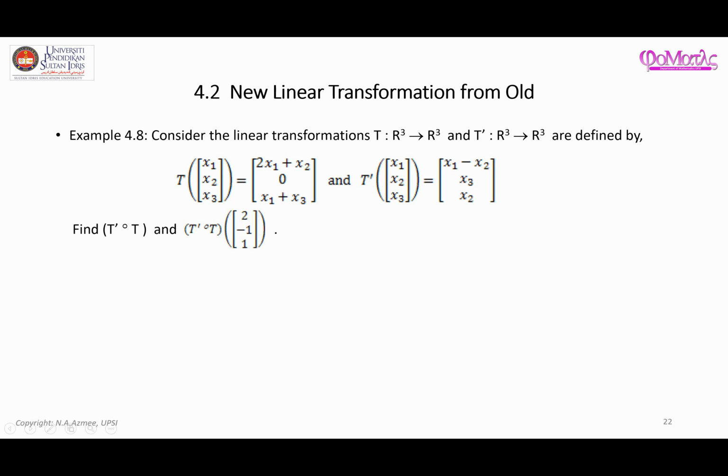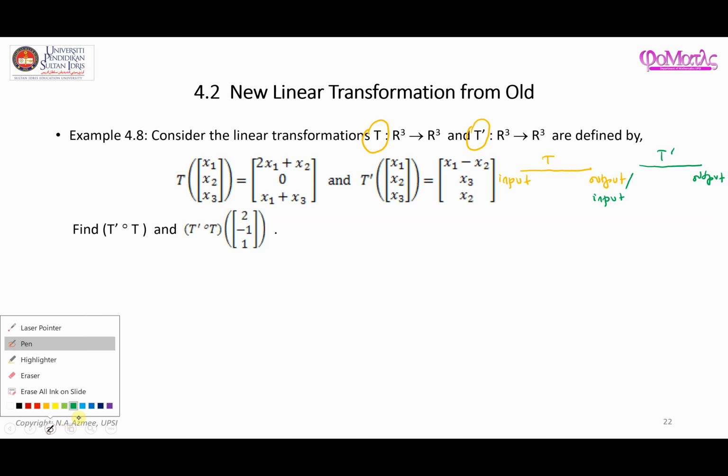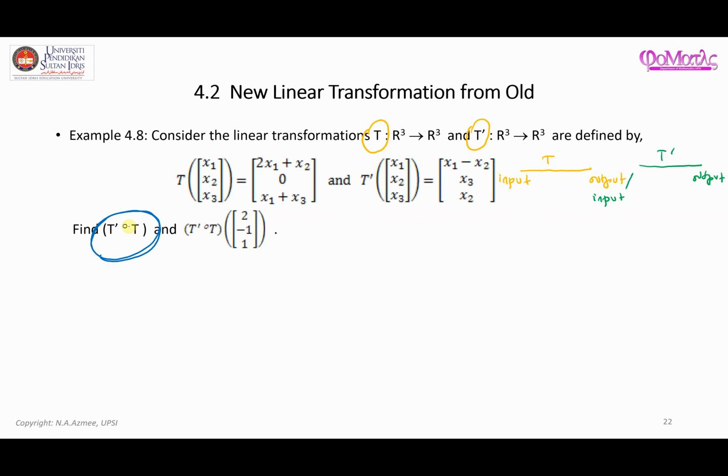Let's look at the next example here. We have two types of transformation defined as T and T prime. The order is in that way. We start off with transformation T. We have input and we get output. The output here is going to be the input as well, and it will be given to this transformation T prime, and you will get output. But this question is asking you to find T prime compose T.